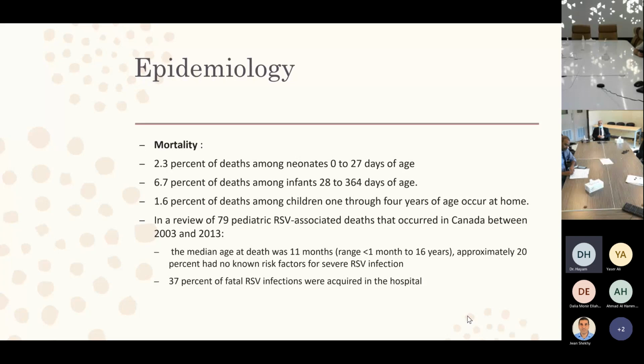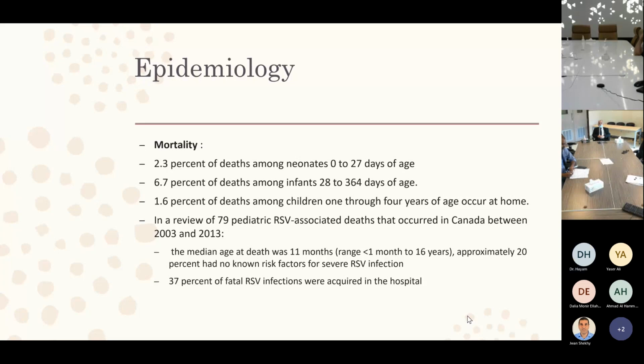There is one study that checked 79 pediatric RSV-associated deaths in Canada between 2000 and 2013, and they saw that the median age of death was 11 months. Of course, they counted from below 1 month up to 16 years. And 20% of those patients had no known risk factor for severe RSV. There was also some RSV that was acquired in the hospital, meaning the patient was admitted for some reason, and after 72 hours started to develop a lower respiratory tract infection, which was found to be RSV positive later.